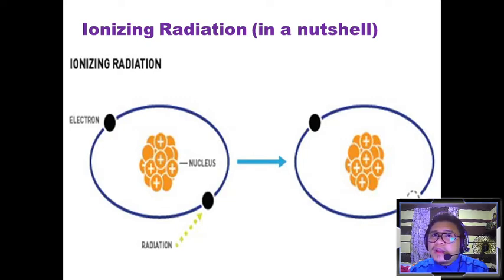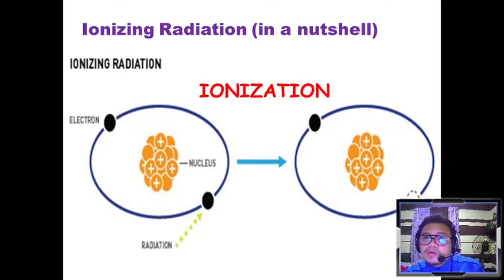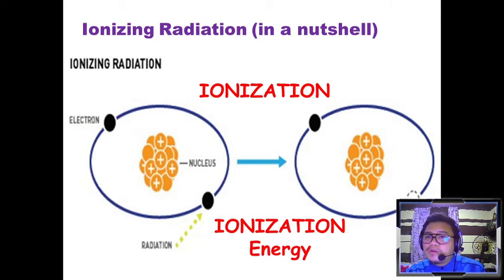Now, if your electrons absorb enough energy to be knocked out of their energy level, that is what you call ionization. Meaning to say, there is enough energy that could knock out the electrons, or that could enable these electrons to jump into a higher energy level. That is what you call the process of ionization. And the energy that is needed in order to knock the electrons out from their energy level is what you call the ionization energy. Now, why do we have to understand this?